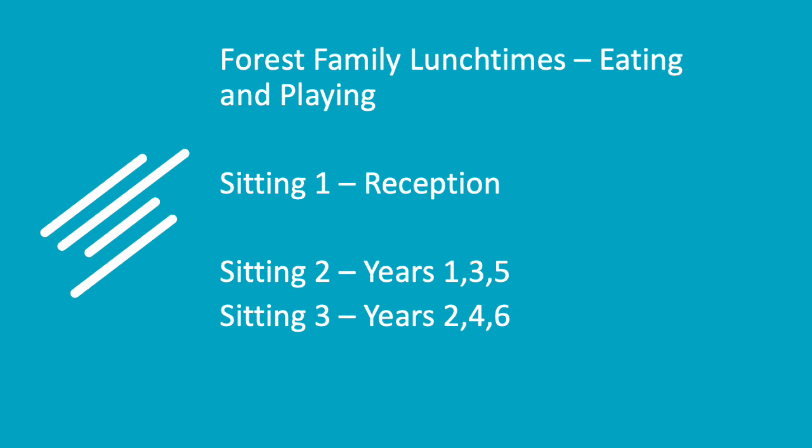They go to sit on the same table, and the teachers have worked hard together to allocate 2 or 3 children from each class to each table. So we have a mixture of year 1, 3 and 5 on each table. The same is obviously then repeated in sitting 3, where we have a mixture of year 2, 4 and 6. After they've eaten, the children all go out to play and can meet up with other friends from their class or with other children from the other year groups who are on their sitting.